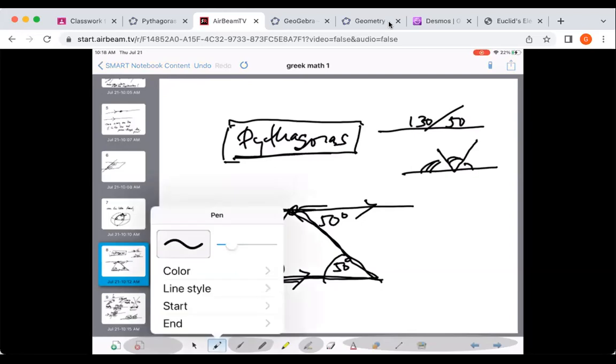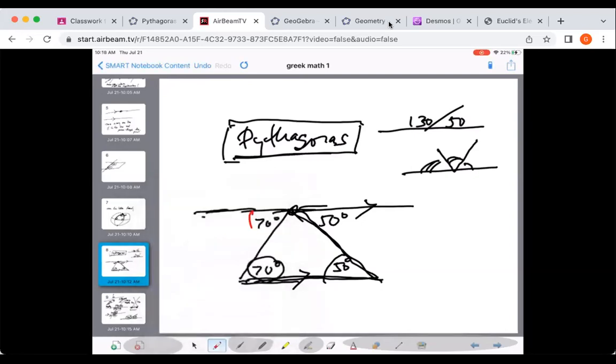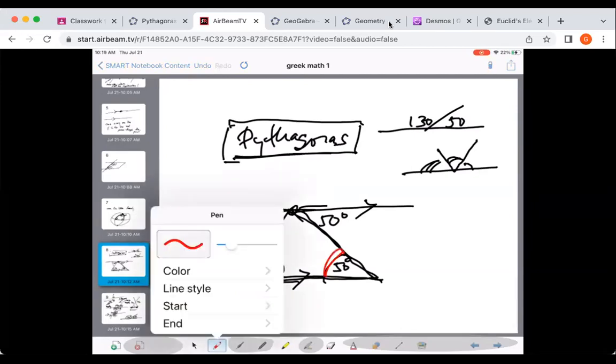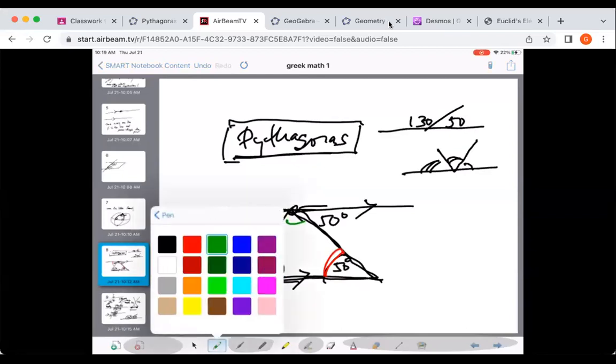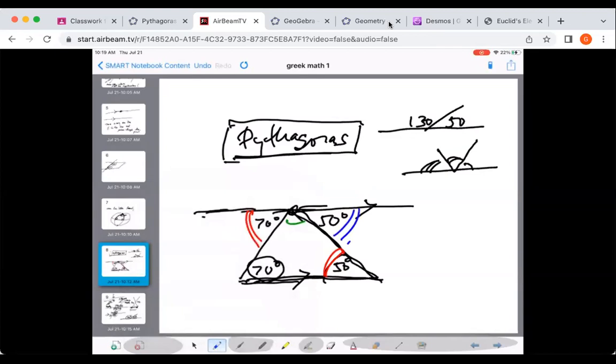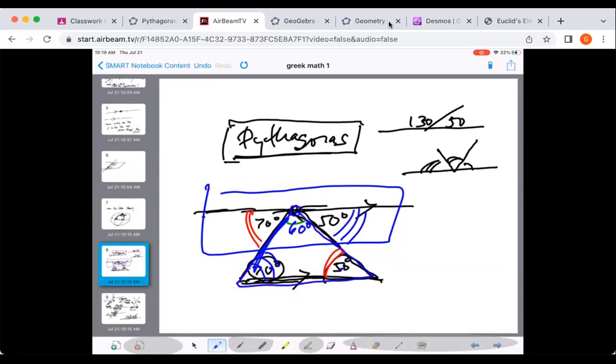I'm going to use some color now. Red plus green plus blue. So we can see from up here that those three angles add up to 180 degrees, which means that these three angles have to add up to 180 degrees also. And that's Pythagoras' proof that the sum of the angles in a triangle always add up to 180 degrees.